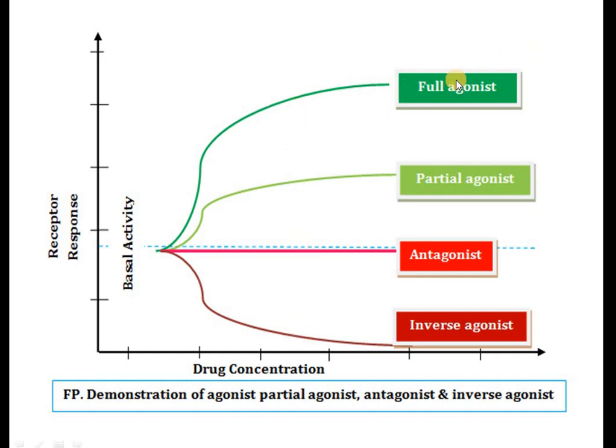Full agonist means a drug that will combine with the receptor and will show full pharmacological action. Partial agonist means what? A drug that will combine with the receptor and will show partial or less pharmacological response. Then antagonist is a drug that will combine with the receptor and block the receptor. It will not show any pharmacological action. Then inverse agonist is the drug that will combine with the receptor and will show pharmacological action in the opposite direction of the agonist. Right? Is that clear?